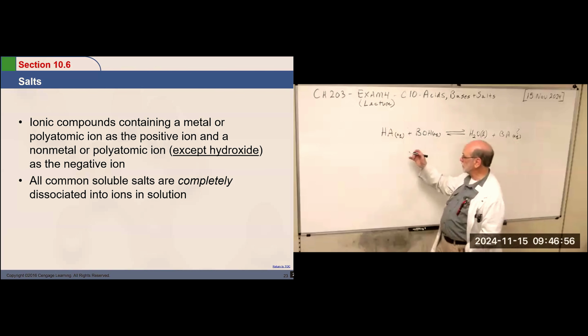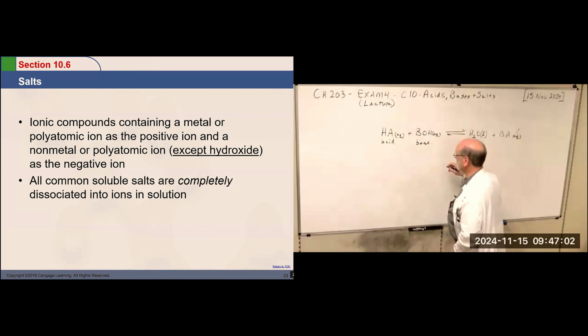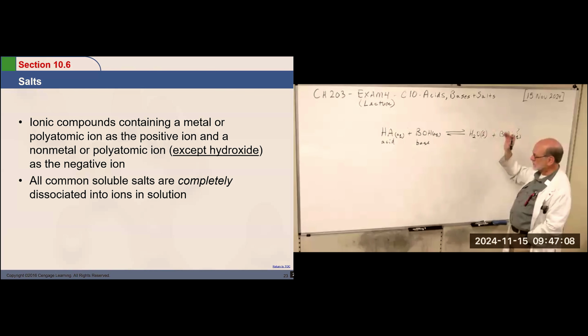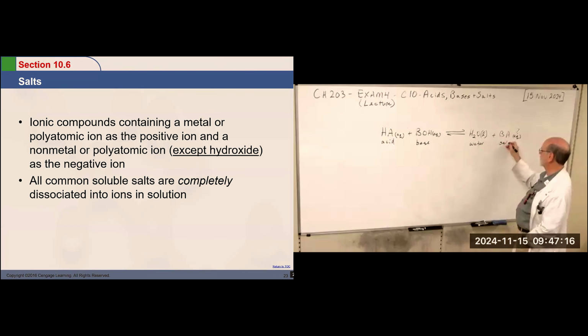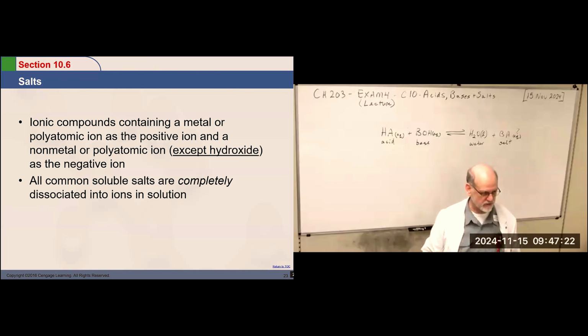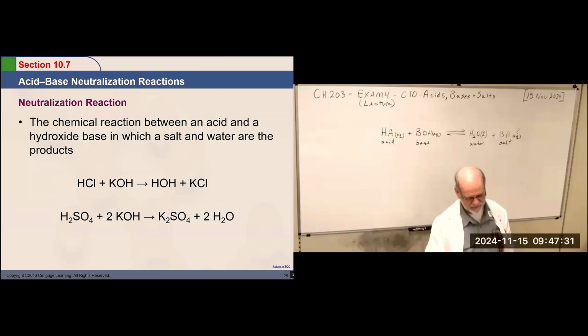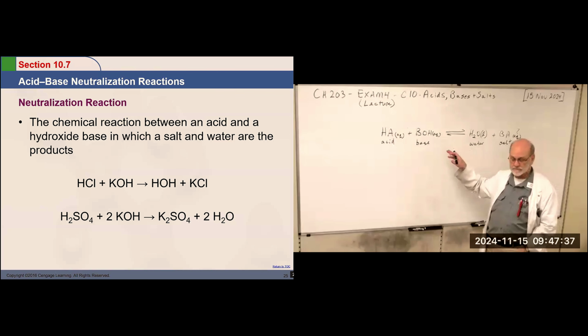But this being the acid is the proton donor, this being the base is the proton acceptor, or it could be an Arrhenius base, the hydroxyl dissociation, and produces water and a salt. That's the chemical definition of a salt, the product of an acid-base reaction. There you go. Okay. This is also known as a neutralization reaction.